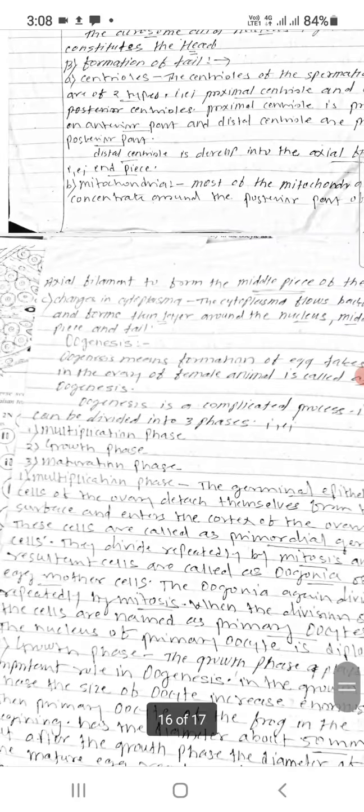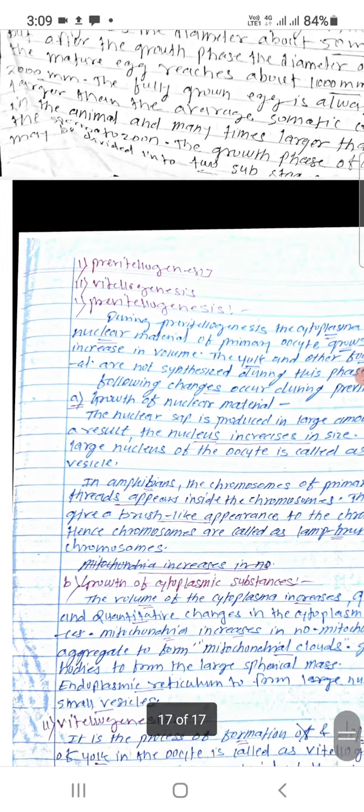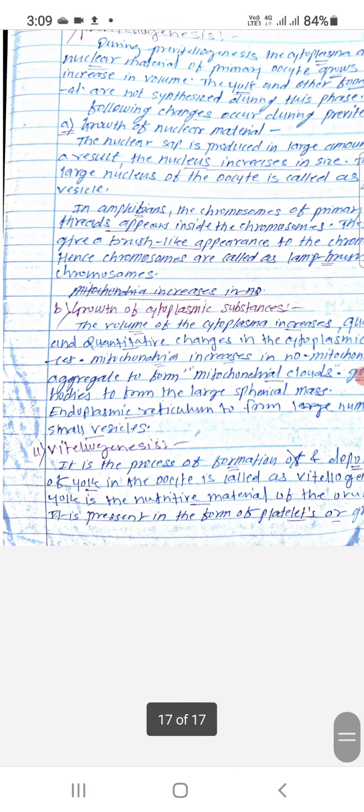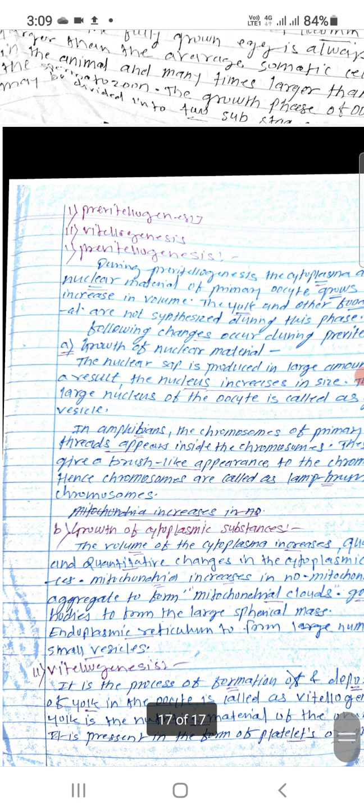This is the complete notes of spermatogenesis as well as oogenesis. The two notes are there, and in this way the chapter is complete. The first chapter is complete, that is the early embryonic development.